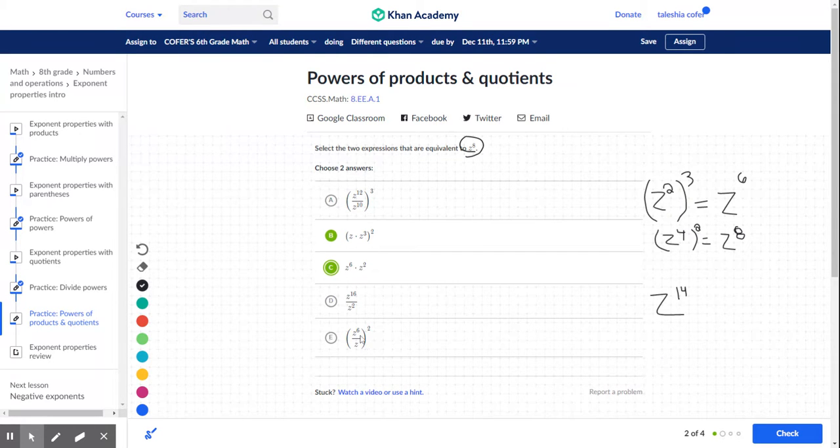On this one, I have z to the 6th divided by z. I am dividing, so I can subtract my exponents. That would give me z to the 5th power, but since I'm raising that power to a power, I have to multiply it by 2. Z to the 10th power is not what I'm looking for, so my answer would be B and C.